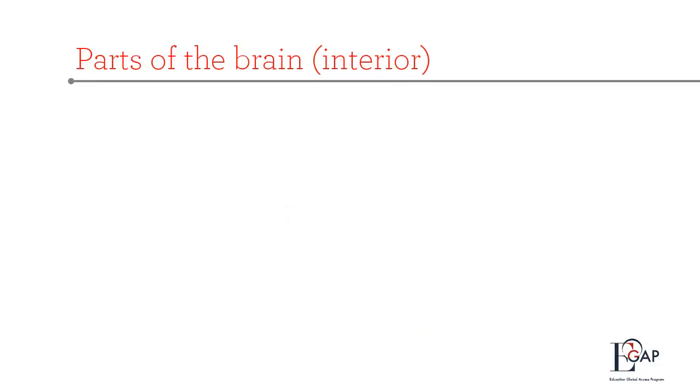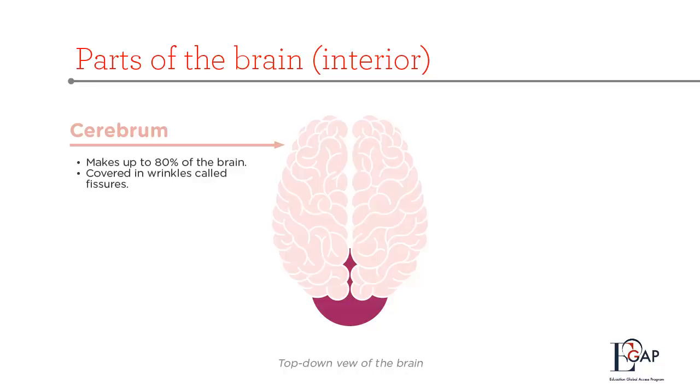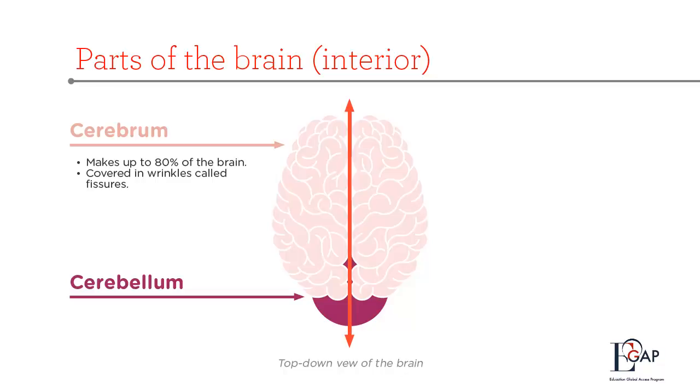Let's keep exploring the brain. Next, we'll look at the cerebrum. The cerebrum makes up about 80% of the brain and is covered in these little wrinkles called fissures. This fissure running down the middle is what divides the brain into left and right hemispheres, much like the equator divides hemispheres on a globe. Down here we have the cerebellum. The cerebellum is a powerhouse for learning. It helps coordinate complex movements and stores muscle memories that we do automatically without thinking, such as tying our shoes.